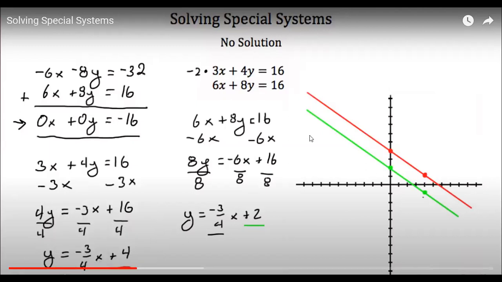Then we have y equal -3/4x plus 4. We will take this one and we will go to represent it graphically. So we will stand on 4. And after that, -3/4 means 3 units down and then 4 units to the right.